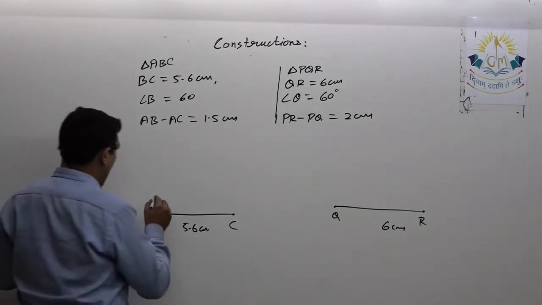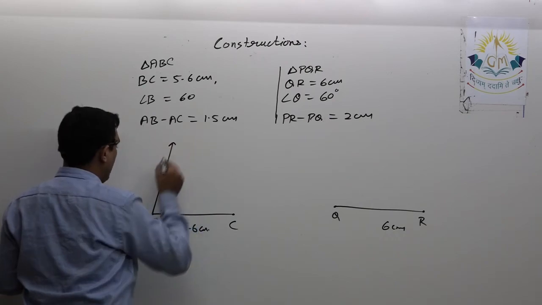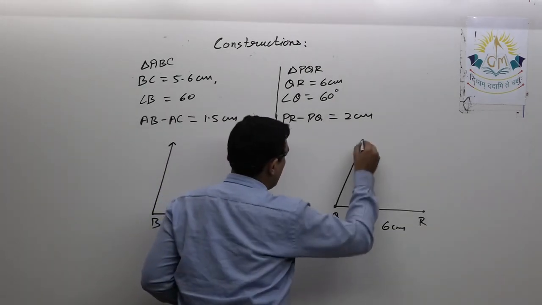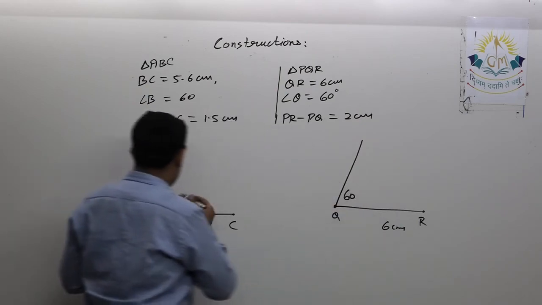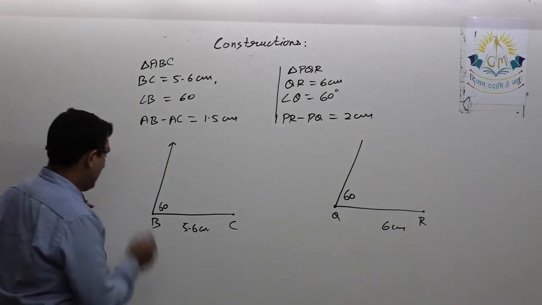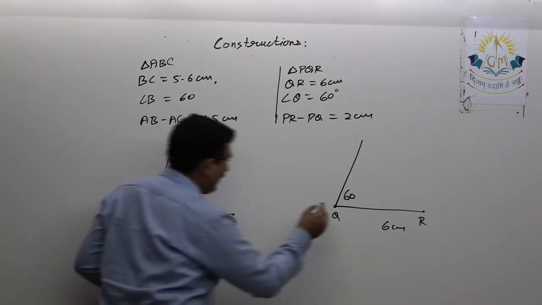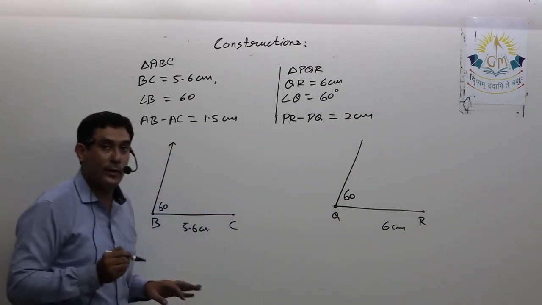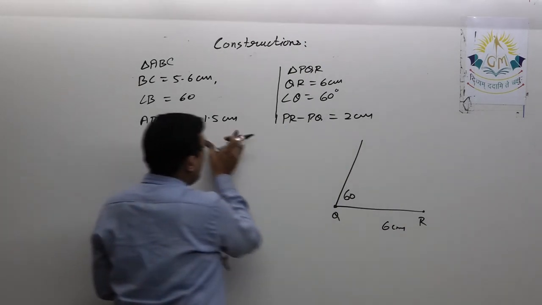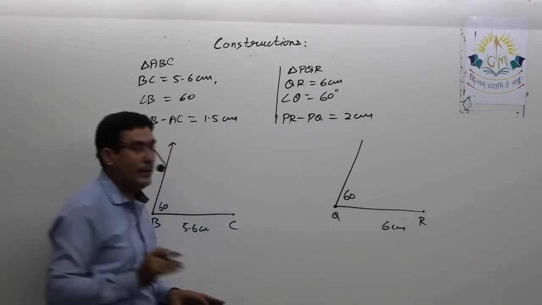Next is angle B equal to 60 degree. So here I will draw angle B equal to 60 degree, and over here angle Q is 60 degree. Here it is a matter of chance that these two angles are equal. Now third thing, I am taking B as the center, and over here I will take Q as the center. And what will be the radius? In this case radius will be 1.5, in this case radius will be 2.